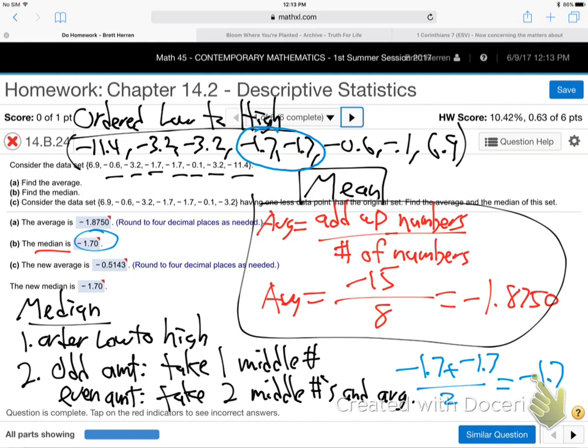Now, part C, they say, consider the data set having 1 less data point than the original set. Find the average and the median of this set. So they're going to change the data set. I'm going to go to a new screen. Take the new data set. Down here in part C, they took one of the numbers out. What did they take out? The negative 11.4. They took that out, and they want you to find the new average and the new median.